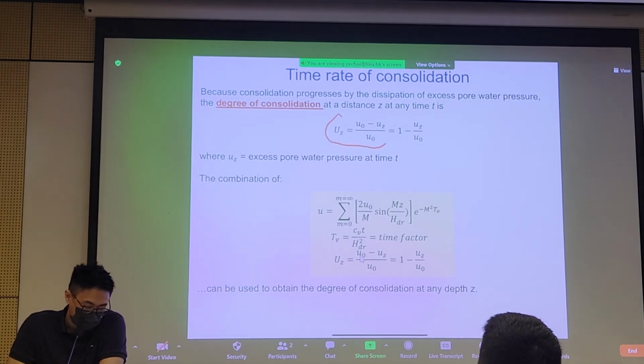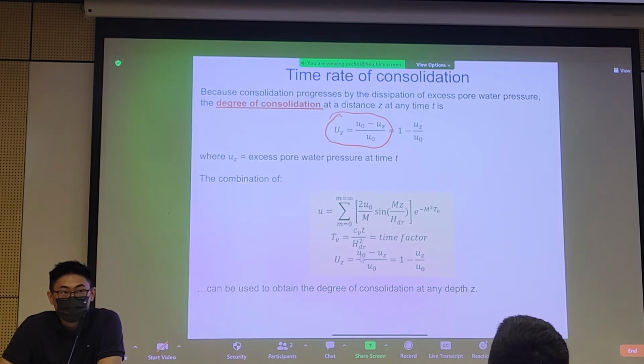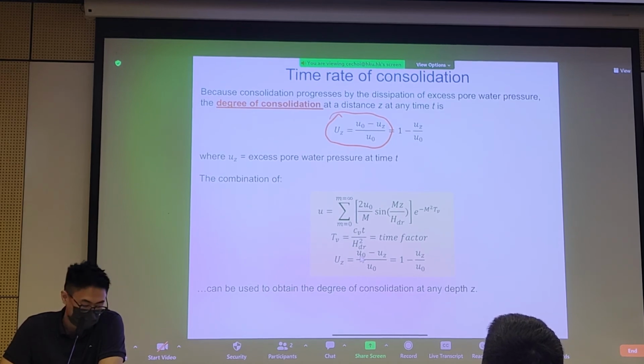But this you have to understand, right? Degree of consolidation. What is it? Well, it's your initial pore pressure minus the pore pressure at this time, over the initial pore pressure. And if you know that this value is 0, then you haven't consolidated. If it's 1, it means you've finished consolidation. And you can, of course, further arrange to have 1 minus Uz over U naught mathematically.